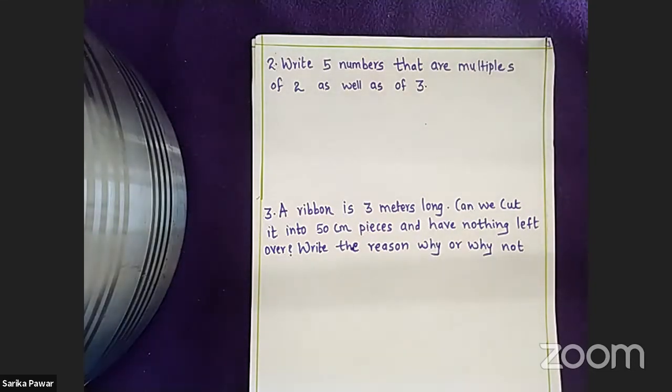Write 5 numbers that are multiples of 2 as well as 3. Now what do we have to do? Now listen carefully. This question is a little bit different.